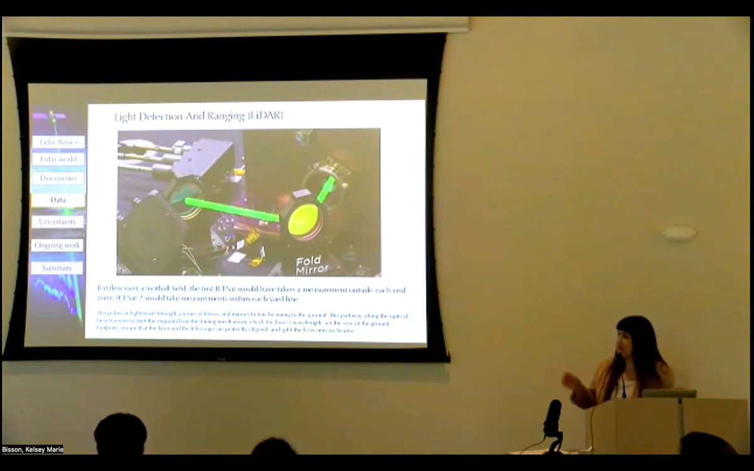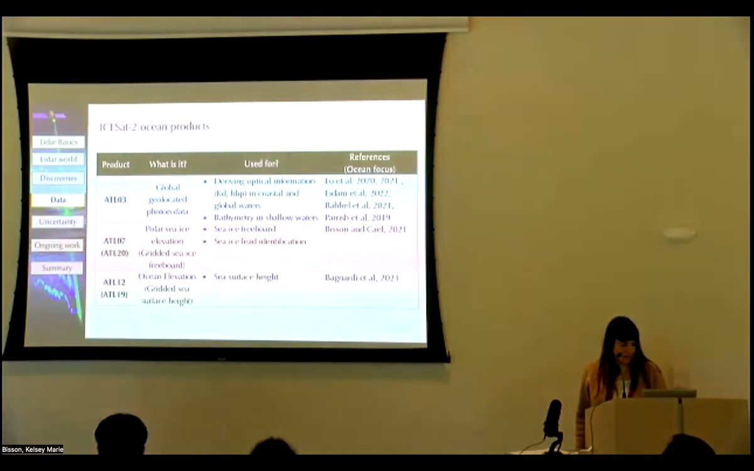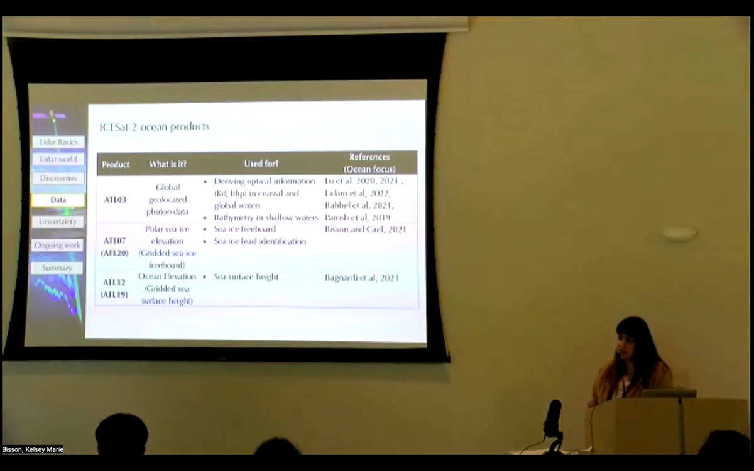And this is an image of an ATLAS mock-up before it was in space. You have pulses of light that travel through the sensor, and in this case they get split into 6 beams, which again gives more information. I won't spend too much time on the technical side, but there's a ton of really great resources on the ISAT-2 mission website if anyone's interested or has other questions.